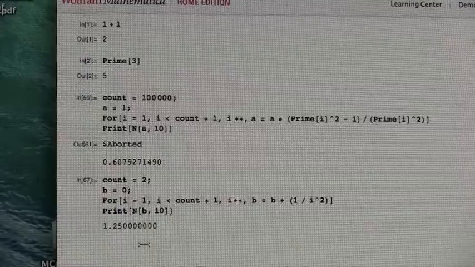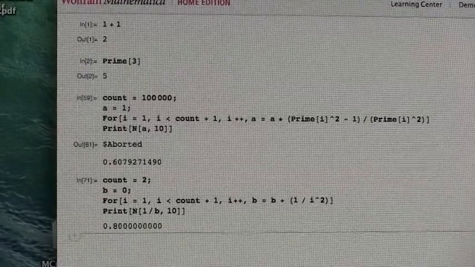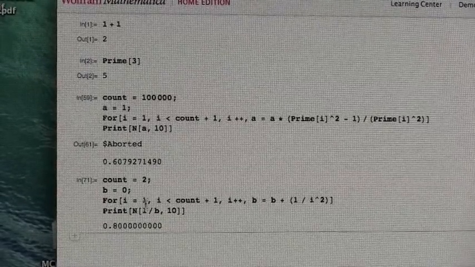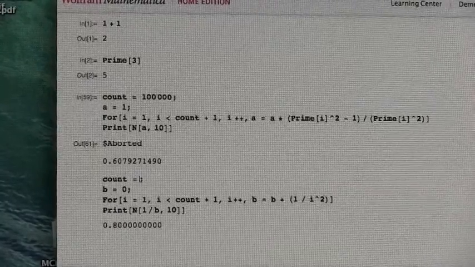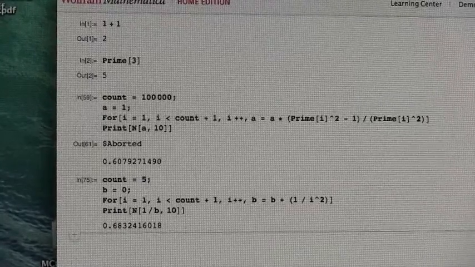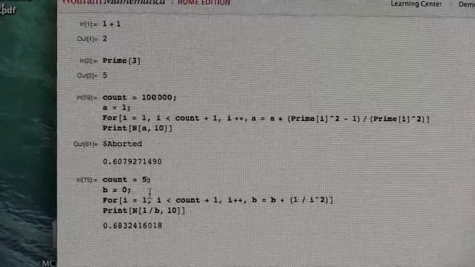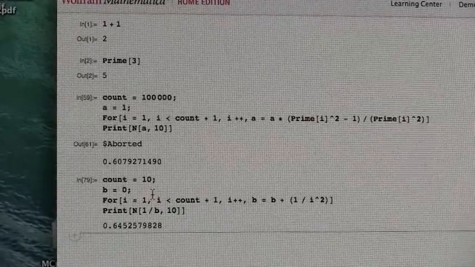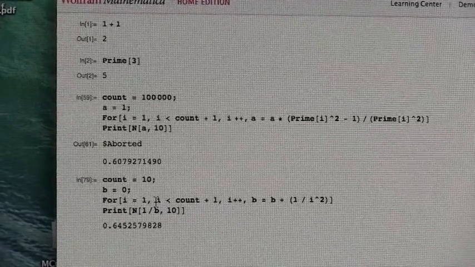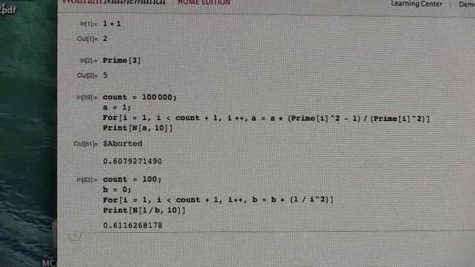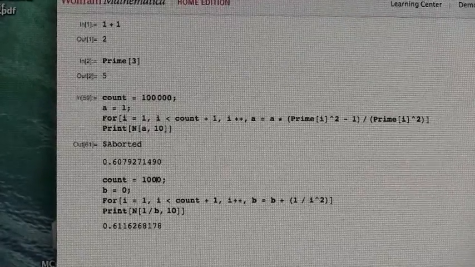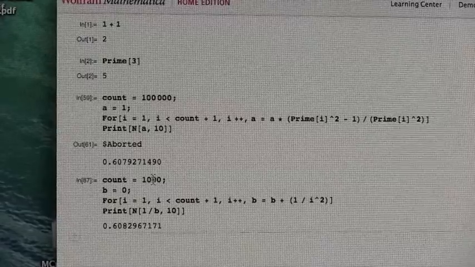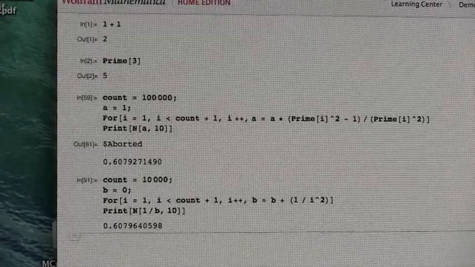Actually, forgot I have to print 1 divided by b here. So now it gets a little tricky to figure out what it is. Now it's 0.8. Okay. For the first 5, looks like I get 0.68. For the first 10, I get 0.64. For the first 100, I get 0.61. For the first 1,000, I get 0.608. Just getting close to that number.